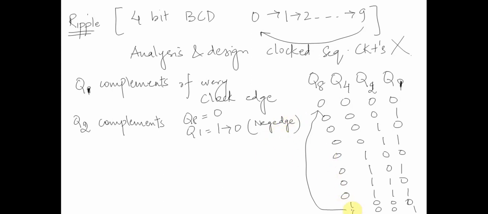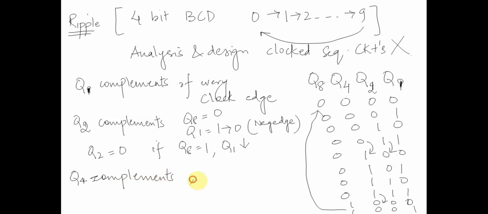But we also go from state 9 to state 0, right? In that case, what we will say is Q2 is cleared, or Q2 is equal to 0, if Q8 is equal to 1 and Q1 sees a negative edge. Is this clear? Now, if we look at Q4, we can simply say Q4 toggles from 0 to 1 or 1 to 0 whenever Q2 toggles from 1 to 0. Q4 complements at the negative edge of Q2.